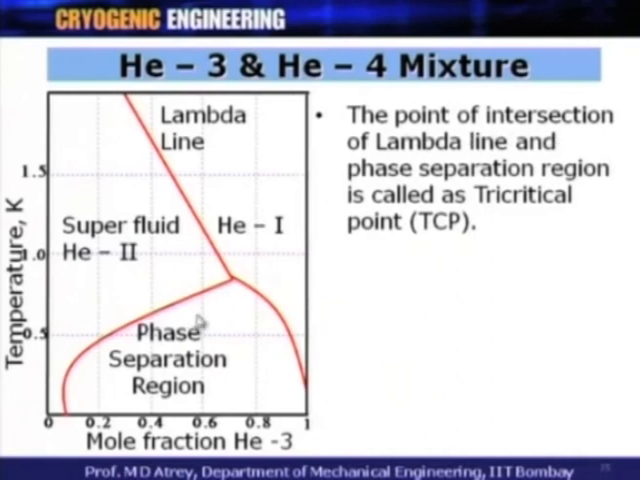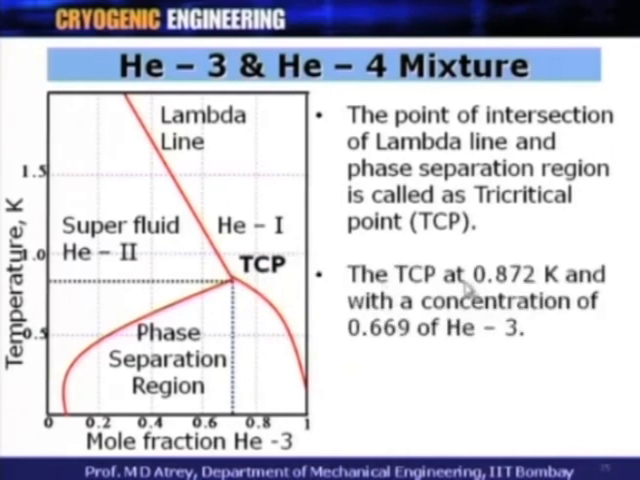Now, this is the lambda line, and it intersects this phase separation region at a point which is called the tricritical point, or TCP. The tricritical point occurs at a particular temperature and also at a particular mole fraction of helium 3, and this is denoted by TCP. The TCP is at 0.872 Kelvin with a concentration of helium 3 of 0.669 mole fraction.